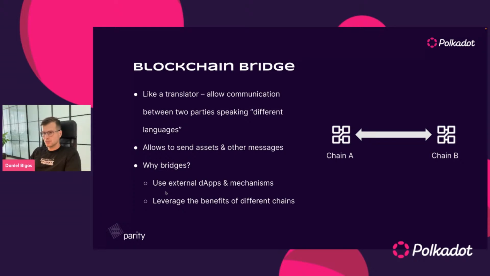And the question is, why do we need bridges? For example, we want to use some external dApps or other mechanisms. Imagine a situation where we have some assets on our chain, but we want to swap those assets on a DEX that exists on a totally different sovereign consensus system. To use that DEX, we need to bridge our assets to that blockchain, to that consensus system. The second option is that maybe we want to leverage some benefits of different chains, like for example, lower transaction costs or similar.